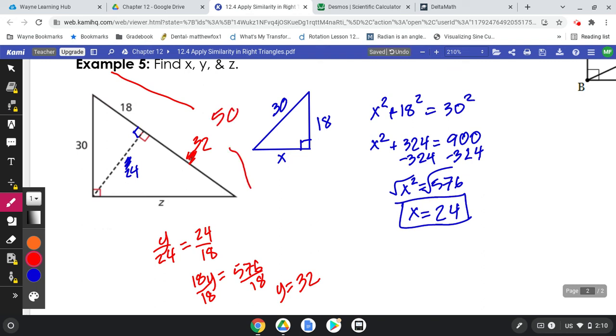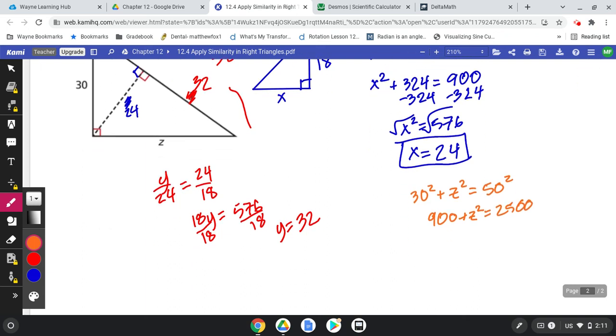So we can once again use Pythagorean theorem. This time the 50 will be the c. So you'll do 30 squared plus z squared equals 50 squared. So 30 squared is 900, we already know, plus z squared equals 2500. Subtract 900. And z equals 40.